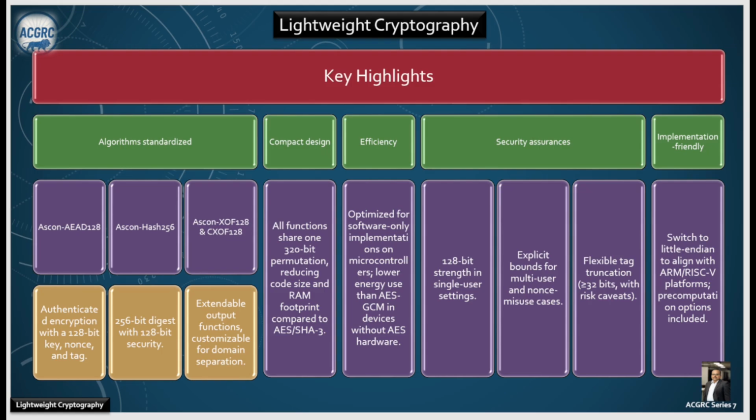From an assurance perspective, from a security angle, the 128-bit strength in single user settings helps. It has explicit bounds for multi-user and nonce misuse cases. It has flexible truncation. It is implementation friendly, which switches to little endian to align with ARM platforms, with precomputation options included. We'll go through these in some aspect later on.